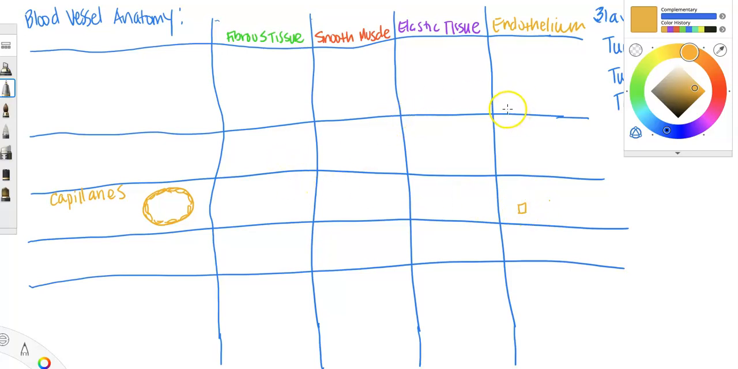An arteriole is the next type of vessel, as far as vessels that take blood from the heart out to the tissues, those are arteries. So the next type of artery up from the capillary is going to be an arteriole. An arteriole is the vessel that is connected to capillary beds. And it of course has that endothelial layer, so a layer of endothelium.